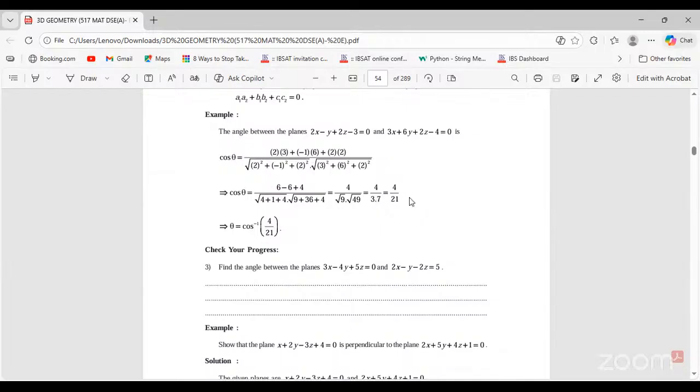But we want theta, the angle between the two planes. So theta equals cos inverse of 4 by 21. This is the angle between the given two planes.